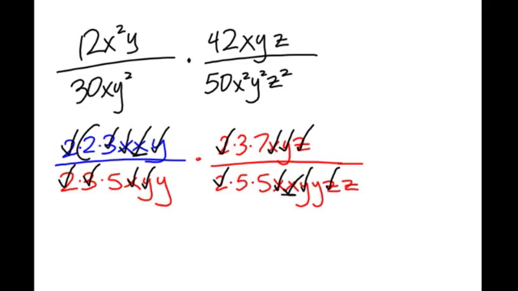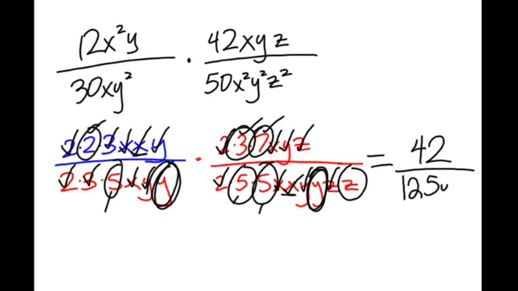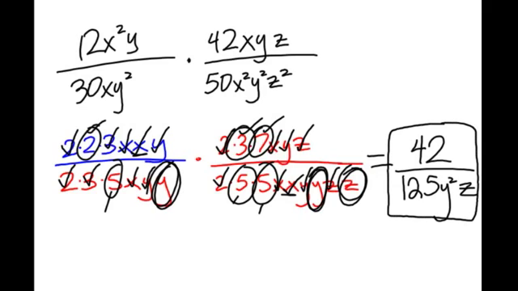So what's left on the top? I got a 2, a 3, and a 7. 2 times 3 is 6, times 7 is 42. What's left on the bottom? I got a 5, a Y, a 5, a 5, a Y, and a Z. 5 times 5 is 25, times 5 is 125. Y times Y, Y squared, Z. There's the answer. That's the answer in its most simplified form.